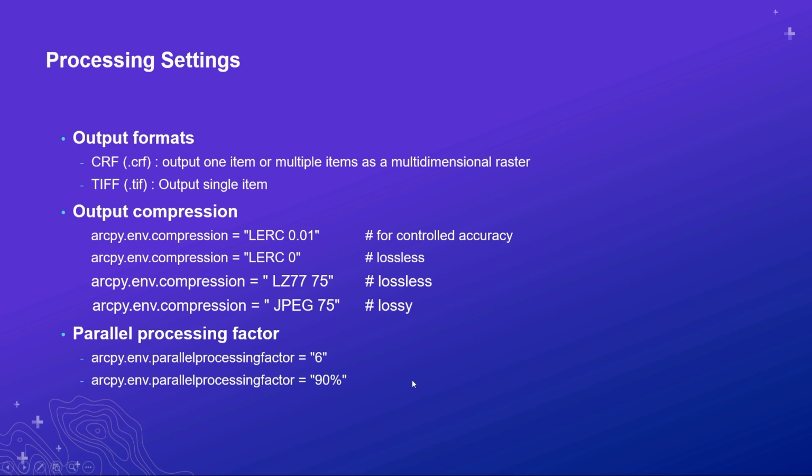You can define your parallel processing factors, and then all the processing will be parallelized. You can use a percentage, like 90% of the processors in your computer, or you can specify the number of processes for your analysis calculation.